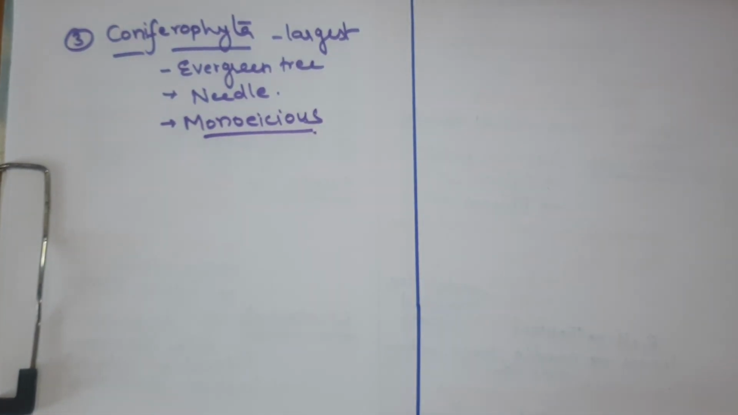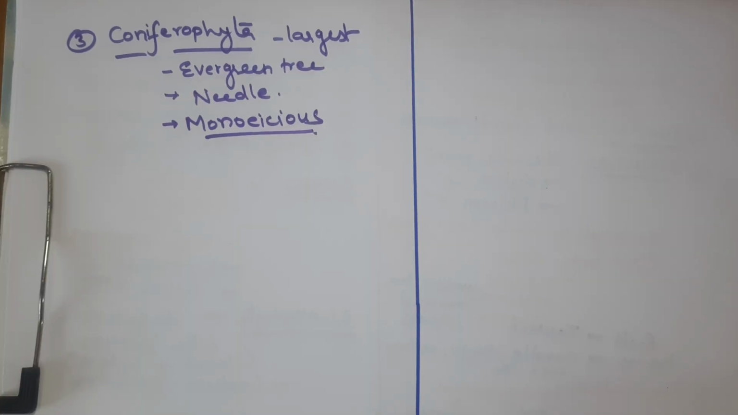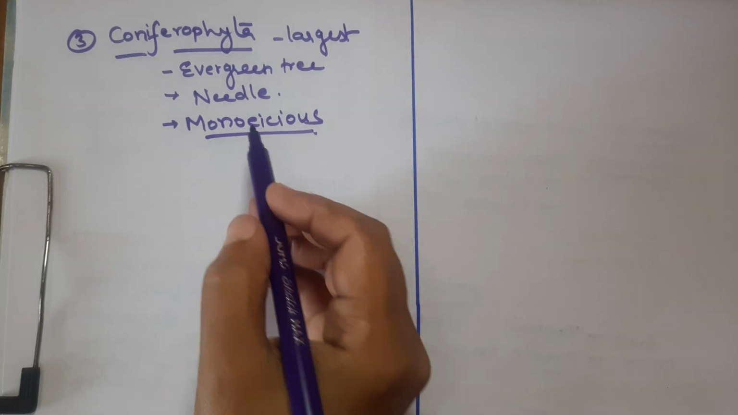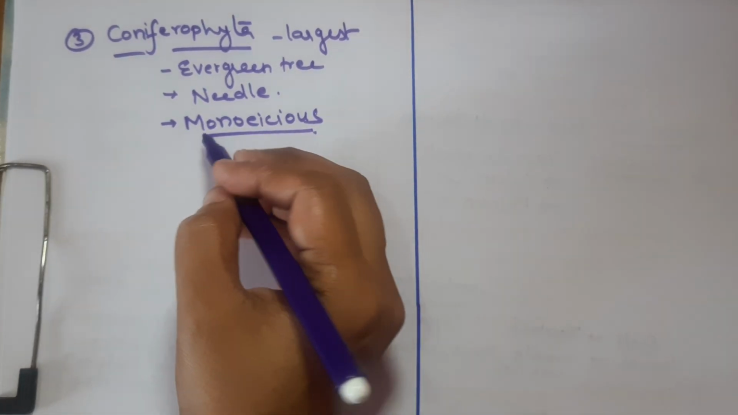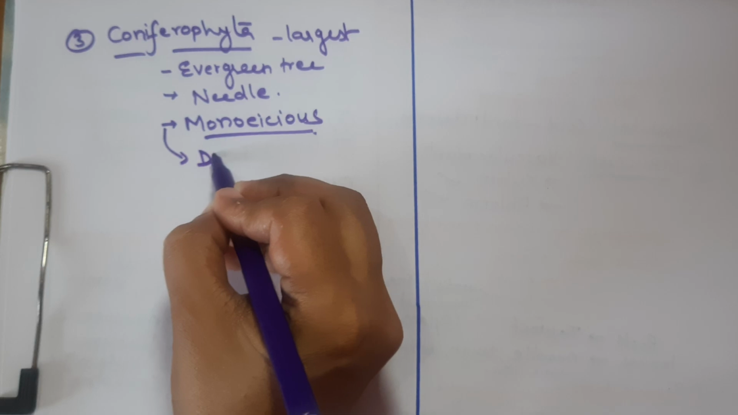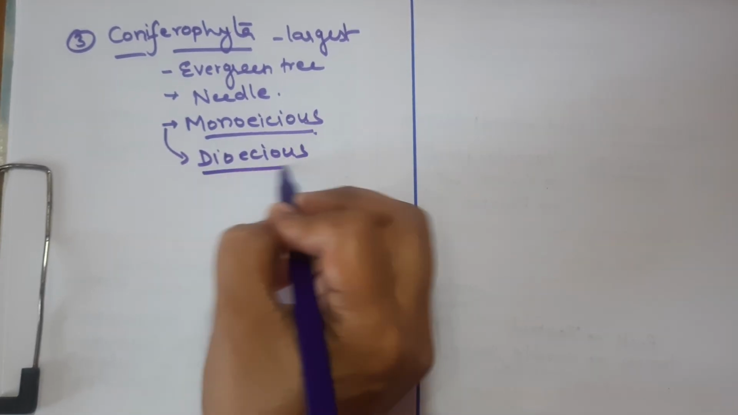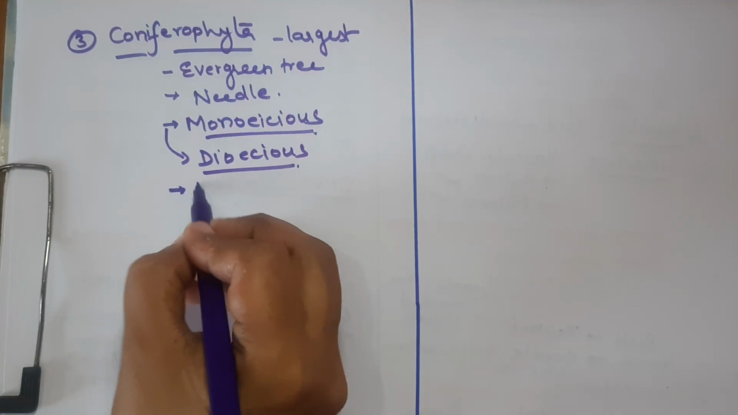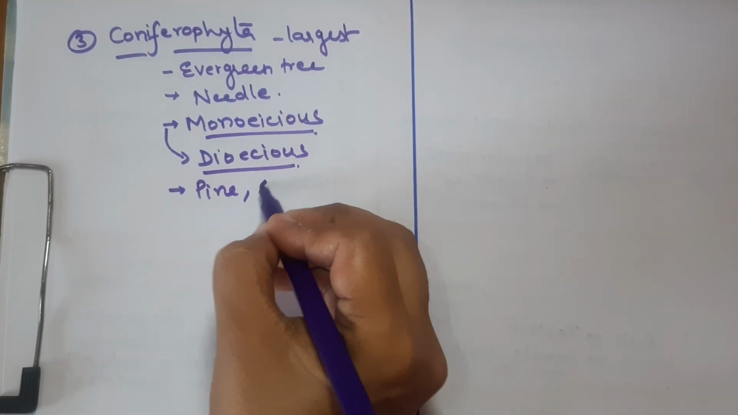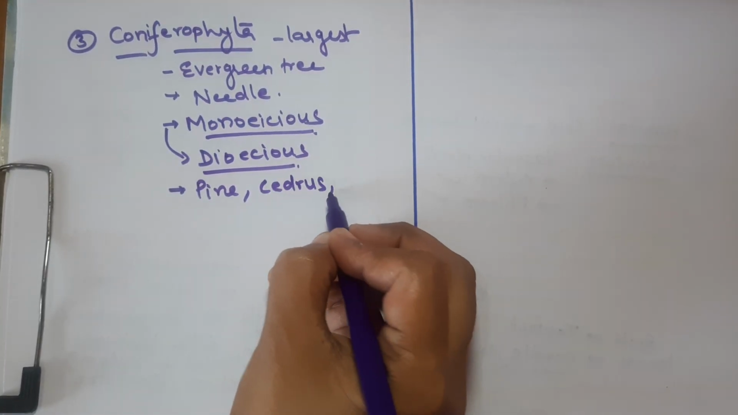So I already told you that dioecious plants have the male and female cones on separate plants. However, in the monoecious plant, both the male and female cones are on the same plant. So the Coniferophyta include monoecious species, and some species are dioecious also. And the examples include pine, citrus, and abies.